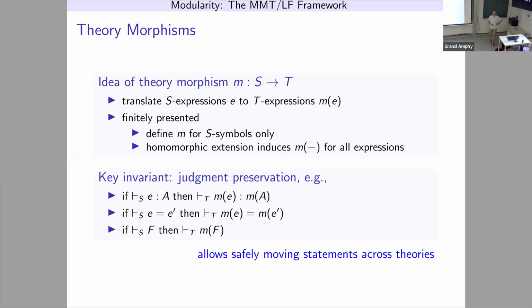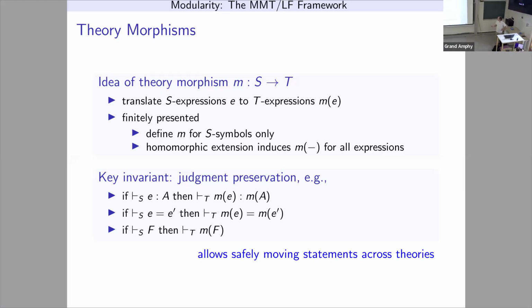Theory morphisms are important because they have some extremely nice properties. In particular, the induced mapping of expressions from S to T preserves all the judgments. So everything we had in S, like every typing, every equality, every provability, is preserved, is still true over T. So we can use theory morphisms not just to translate, but to translate in a truth-preserving way. We're guaranteed that all theorems that we had in S will still be true in T.